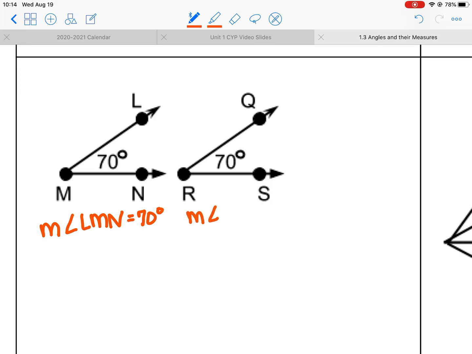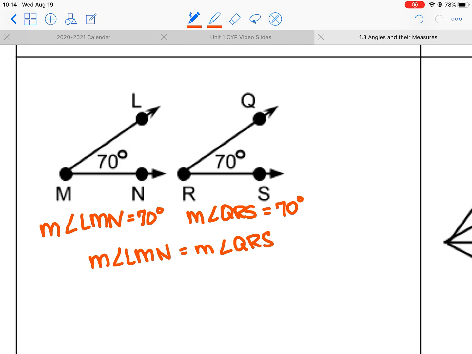So the measure of this other angle QRS is going to equal 70 degrees as well. Since we know that both of those are equal to 70 degrees, their measures are going to be equal.